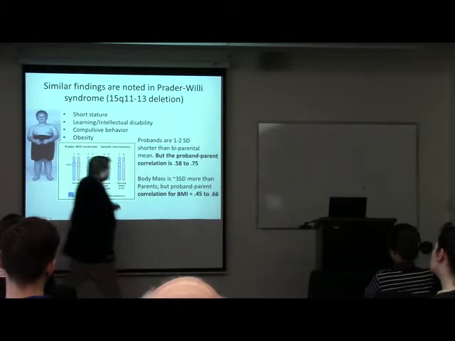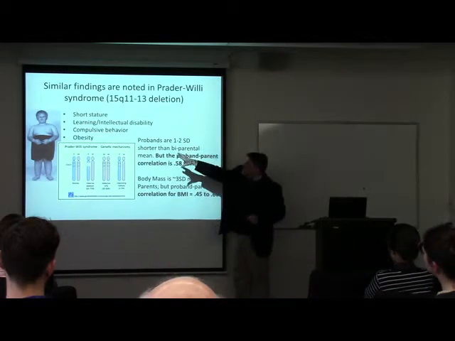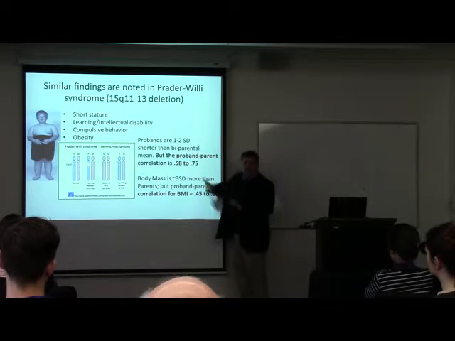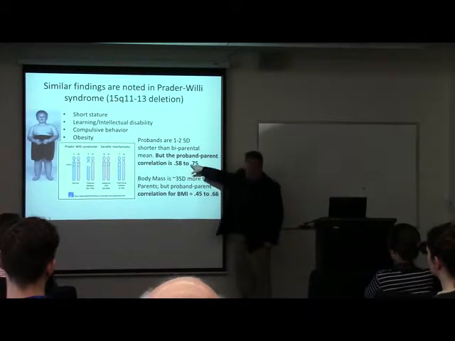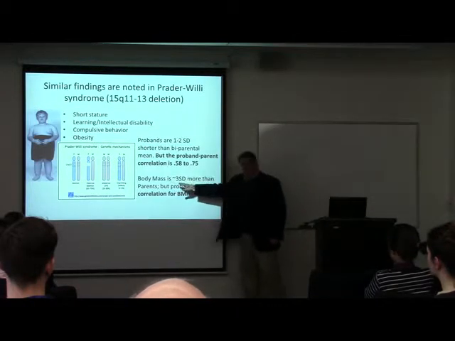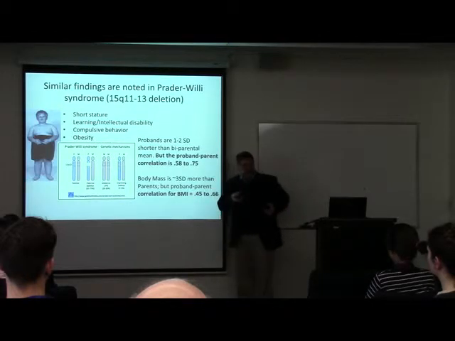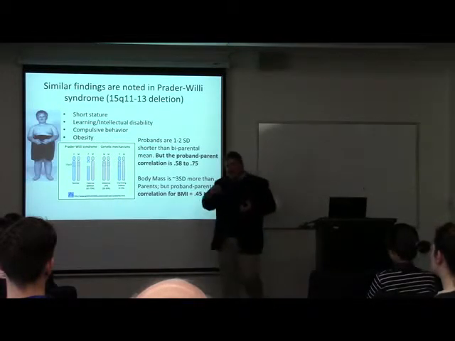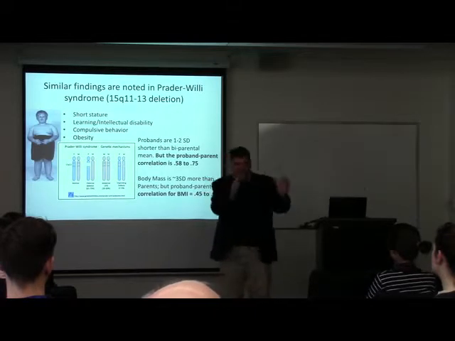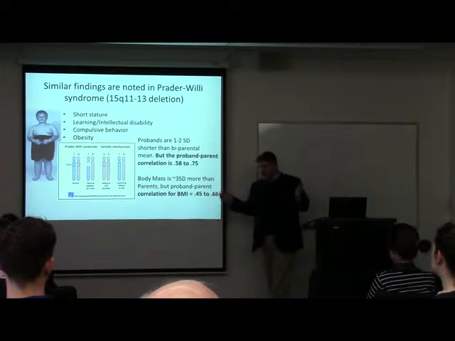Anyway, what we find is that relative to their parents, even as adults, the people with Prader-Willi are 1 to 2 standard deviations shorter than their parents, but the parent-proband correlation is still about 0.6 to 0.7. All right? There's still a role for parental background. Body mass index is about 3 standard deviations above where their parents are, and yet it's somehow still linked. The idea being that other family background, and I may say genetic issues, are contributing to that variable expressivity. Okay?